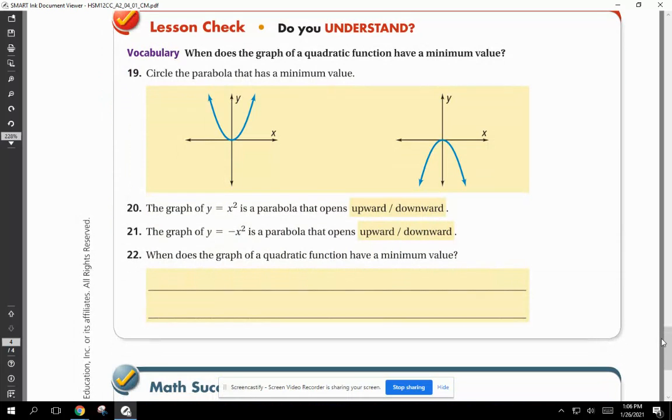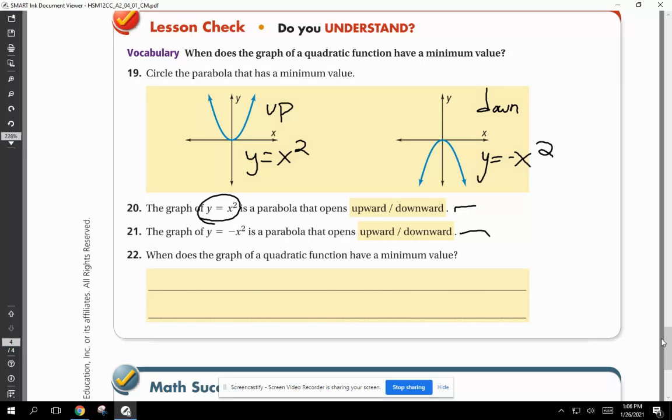Lesson check. Do you understand what we just learned? These are very simple questions. The graph of y equals x squared, the parent function, opens up or down, right? So this is y equals x squared. This is y equals negative x squared, okay? So which way does this open? You answer that. The graph of y equals negative x squared opens up or down. Obviously, this one opens up. This one opens down. So I just gave you those answers right in the correct places, right here and there.